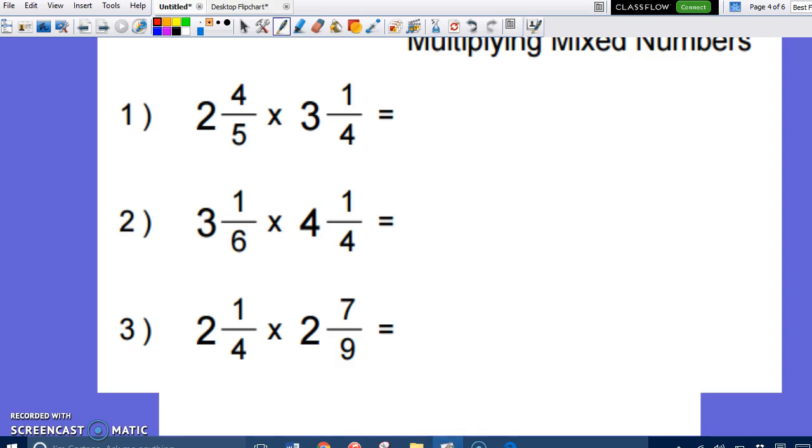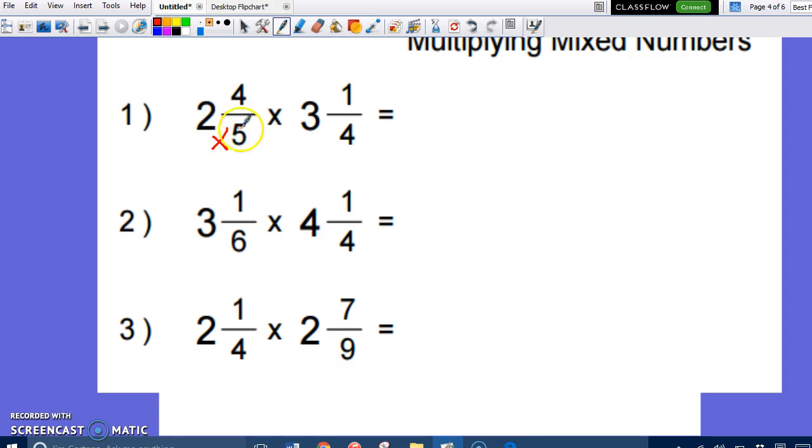Okay, so now in order to multiply mixed numbers, we have to change these mixed numbers into improper fractions. So that's what we're going to do first. Each mixed number must be changed to an improper fraction before we can follow our steps of multiplying fractions. Okay? So to do that, you take your whole number, multiply it with the denominator.